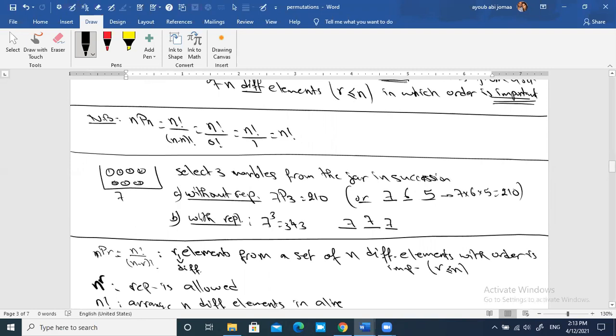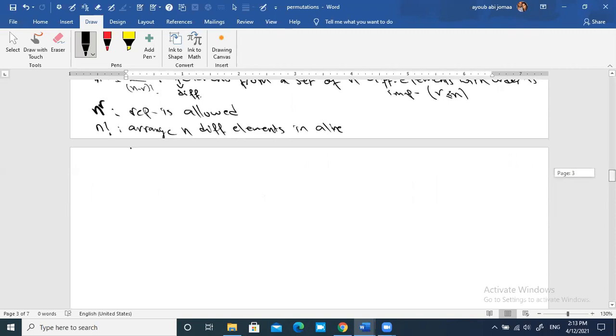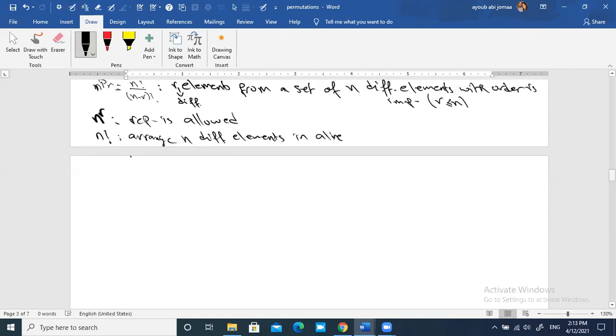Someone can answer instead of writing n factorial. Let's say we have 5 students to be arranged or are going to line up. Number of ways they can line up: you can write n factorial, you can write 5p5. You can say 5 factorial or 5p5. Both will give you the same answer. Okay? Is that clear?